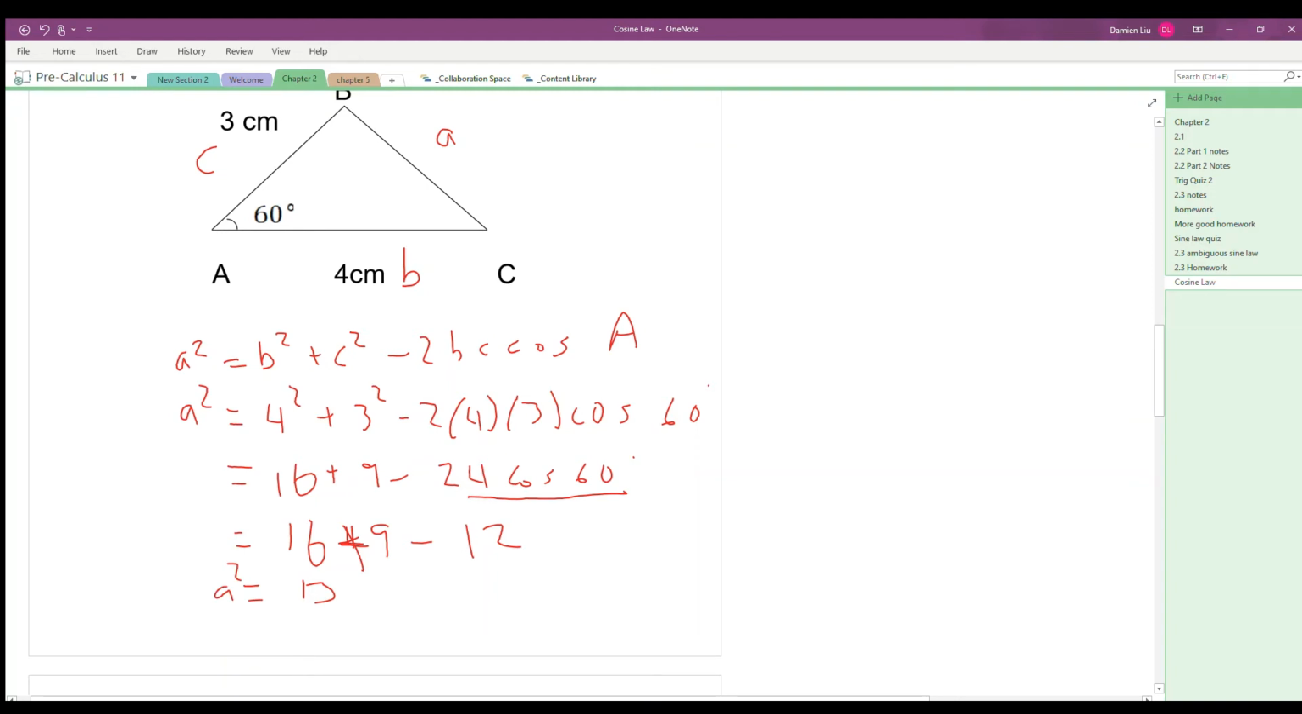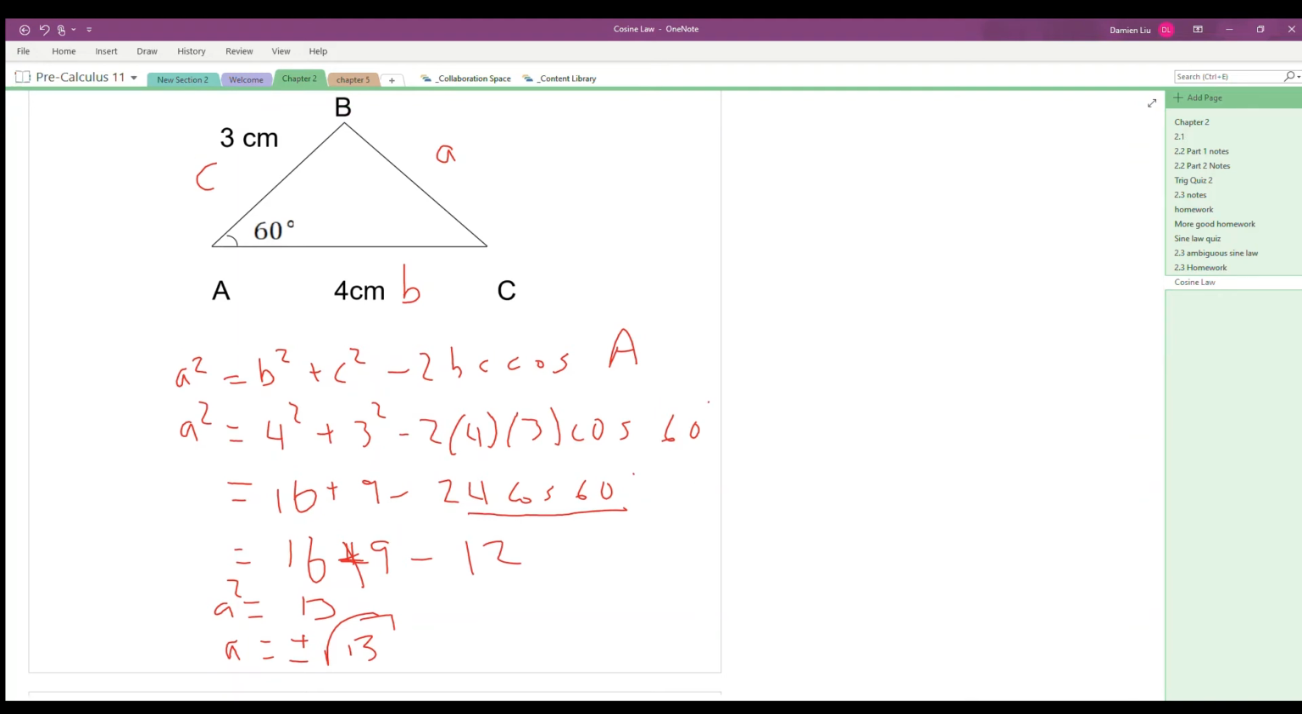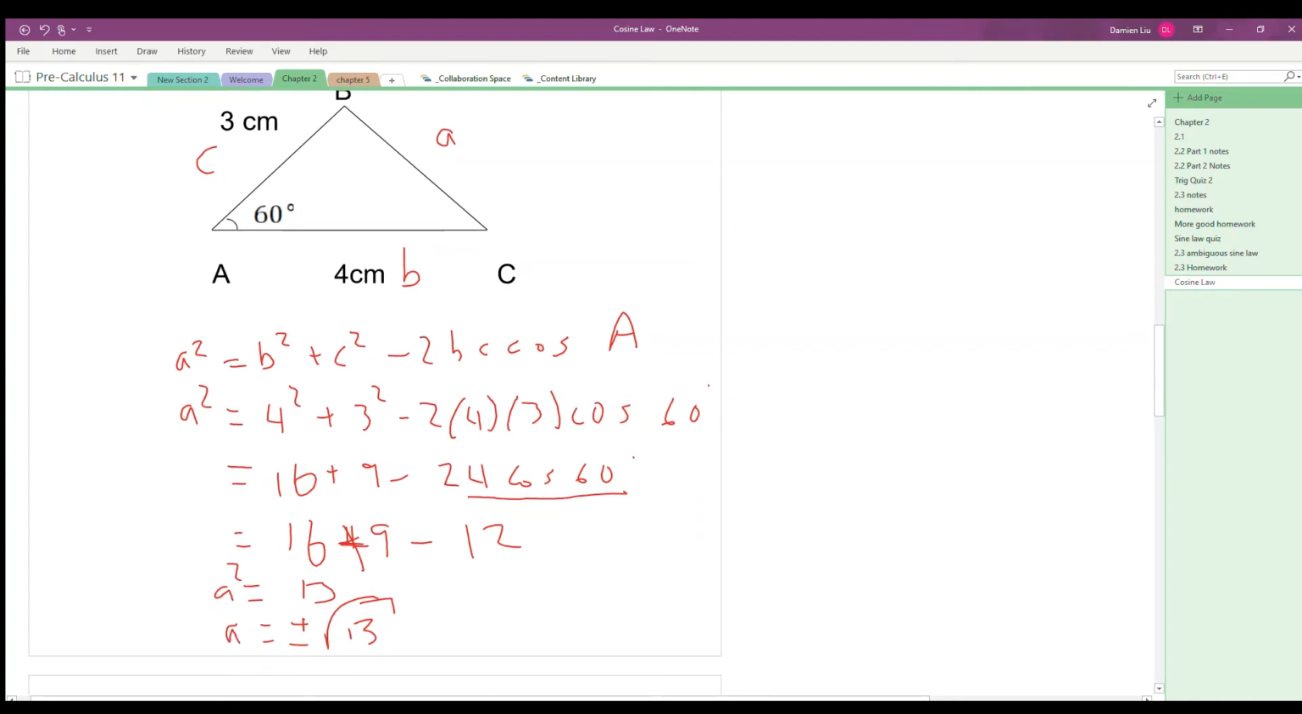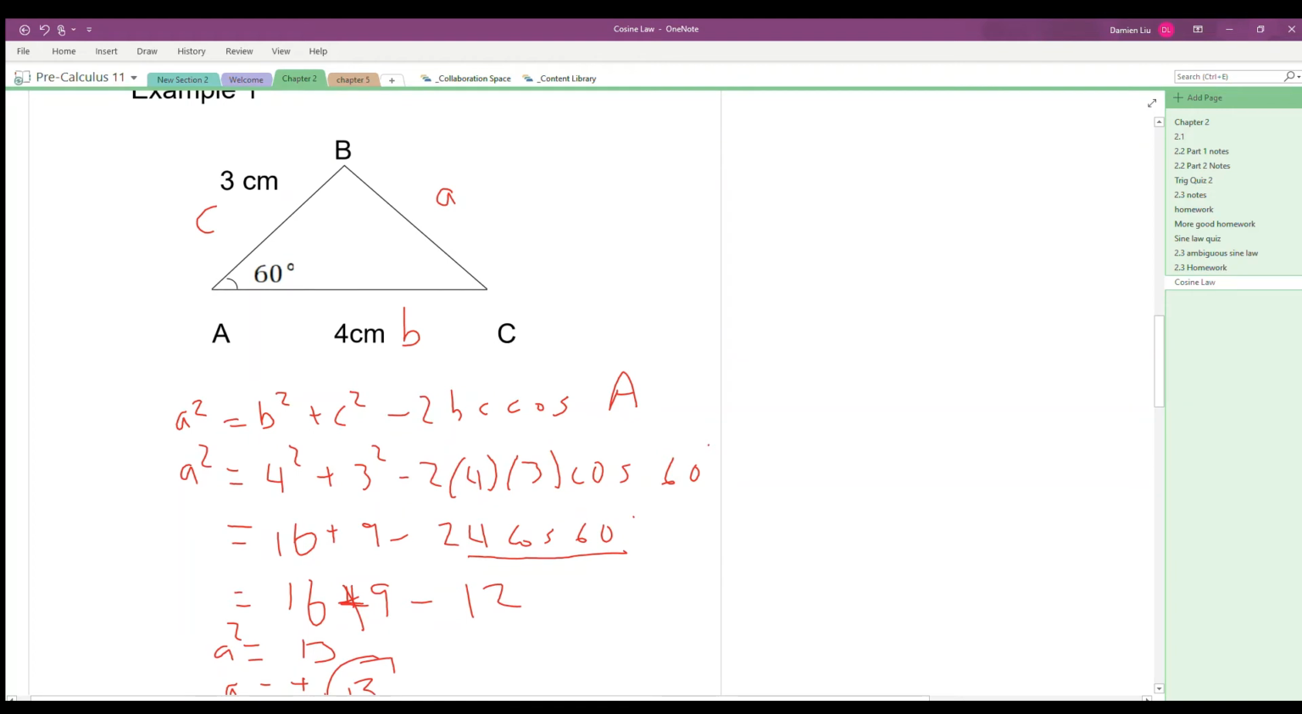And what we need to do is find a, so we take the square root of both sides. a then equals plus or minus the square root of 13. We ignore the negative because it is a length. We're not like with the unit circle, we're not on a coordinate axis. This is just a triangle. So therefore, the length is positive. It would then be the square root of 13 centimeters.